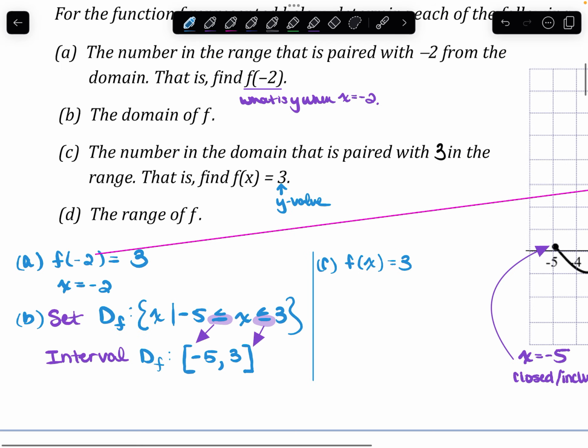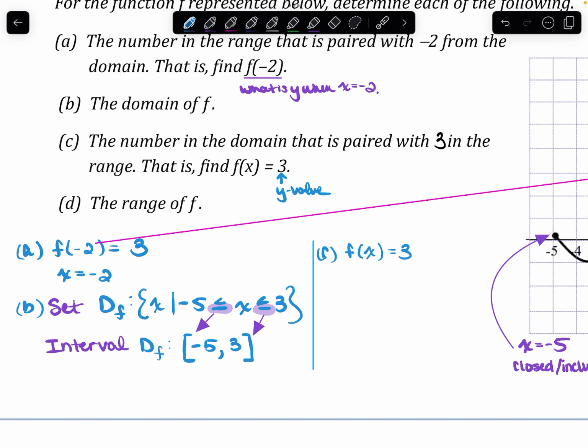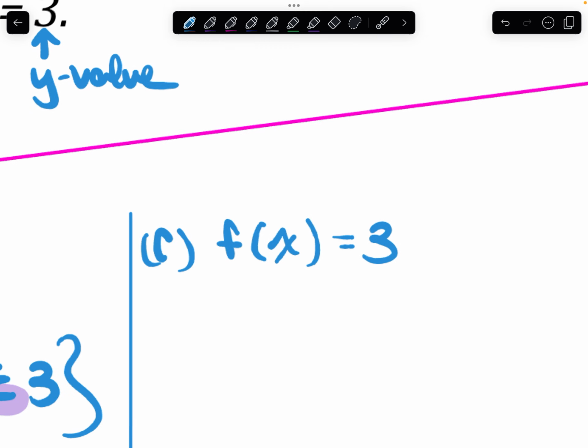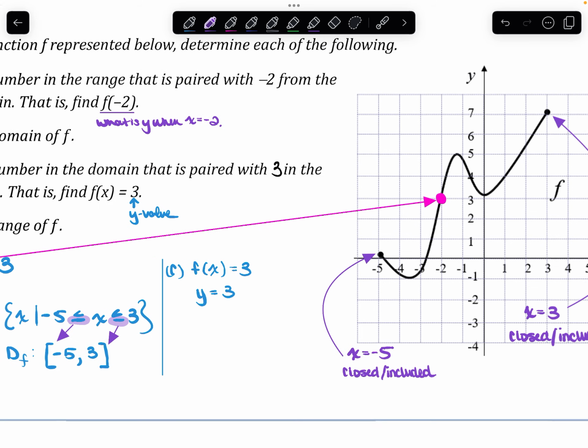So that is telling us that y equals 3. So not x, y. So what we're looking for is the x value where that happens. So y equals 3. So here is the y value 3.